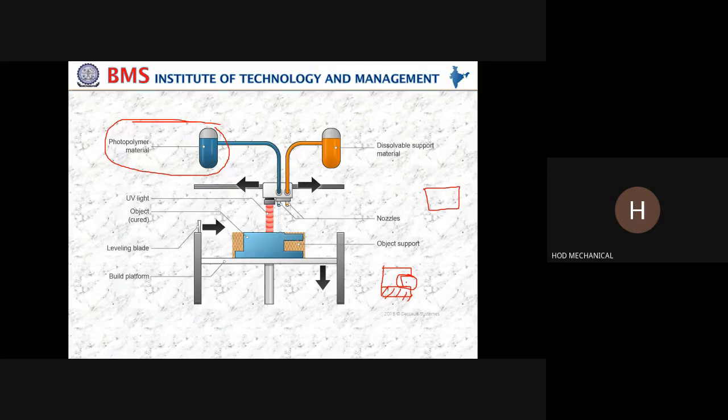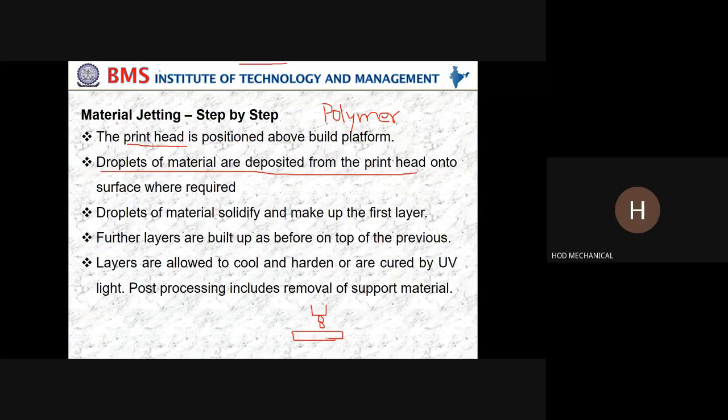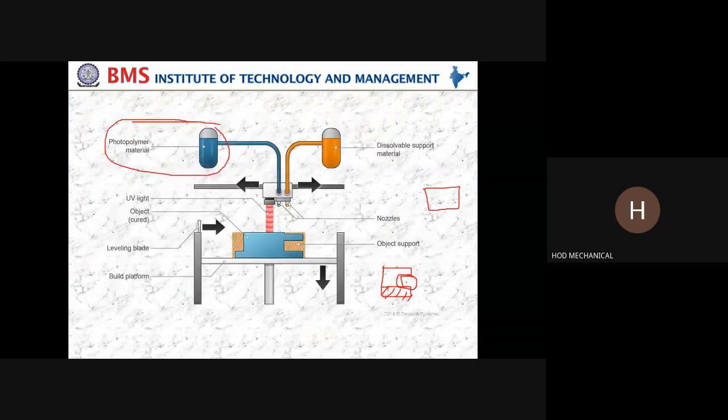Now we observe material jetting. In material jetting, the print head is positioned above the build platform. Droplets of material are deposited from the print head onto the surface wherever required. That is very, very important. Wherever required, make the droplet of material. Wherever you want the support, you send the dissolvable support material. Like that you proceed and complete the operation. So this is about material jetting.